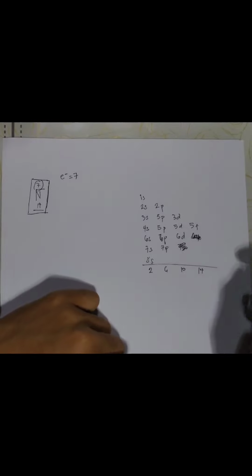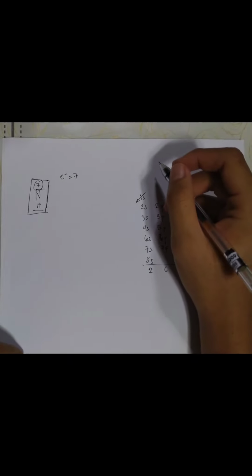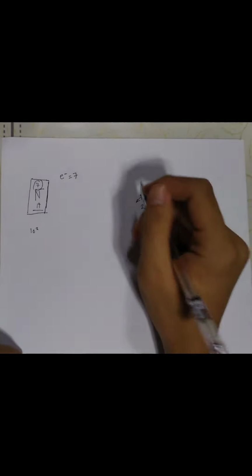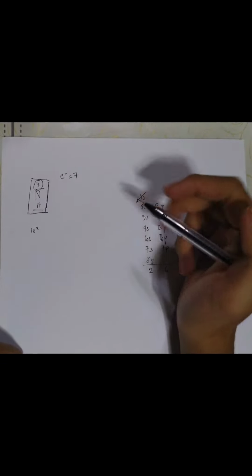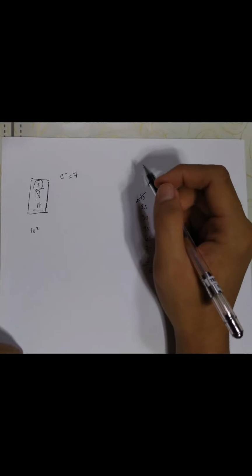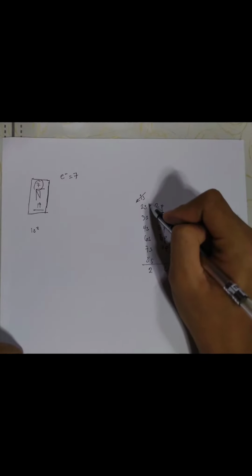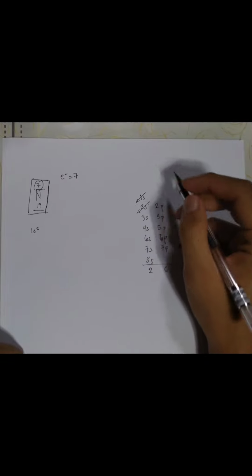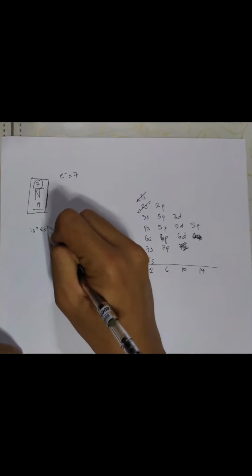So here's what we need to do. First, start with 1s. I'm going to write 1s2, because s can hold 2 electrons. And after 1s, you want to go to 2s. It will become 2s2.